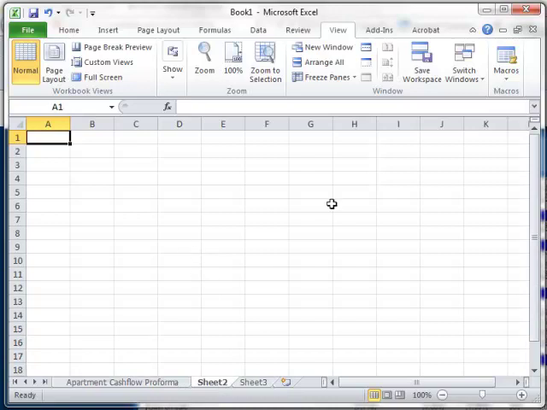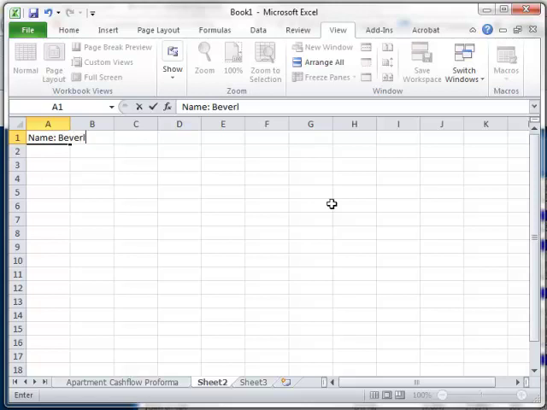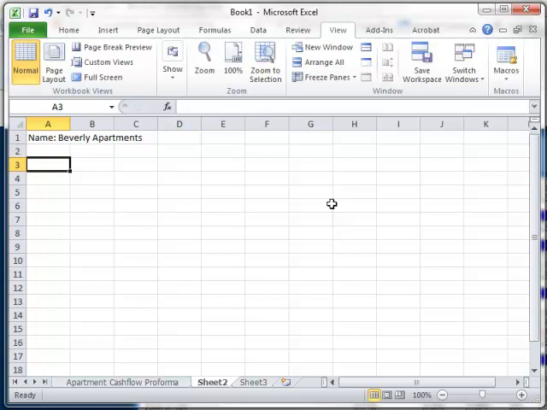at an apartment complex, and we'll give this guy a name, and we'll call this Beverly Apartments. And the first step in any income producing real estate property, typically apartments, office buildings, retail, is determining what's our total income going to be, what's the rent going to be. In apartments, that's normally a function of the types of units and the number of units that we have of each type and the rents.